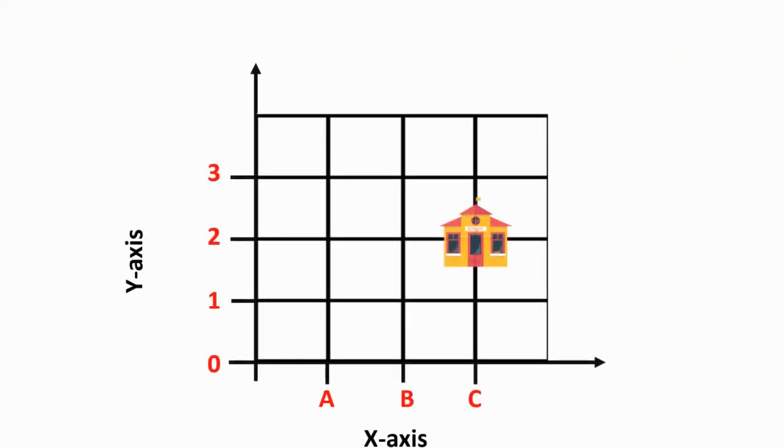Let's find the coordinates of this school on a grid. We always go to the right first on the x-axis, so we will move 3 spaces to the right and we come to know that our first coordinate is C, which is the x-coordinate. Then we go 2 spaces up and we come to know that our second coordinate is 2. So the coordinates for this school on a grid are C2.